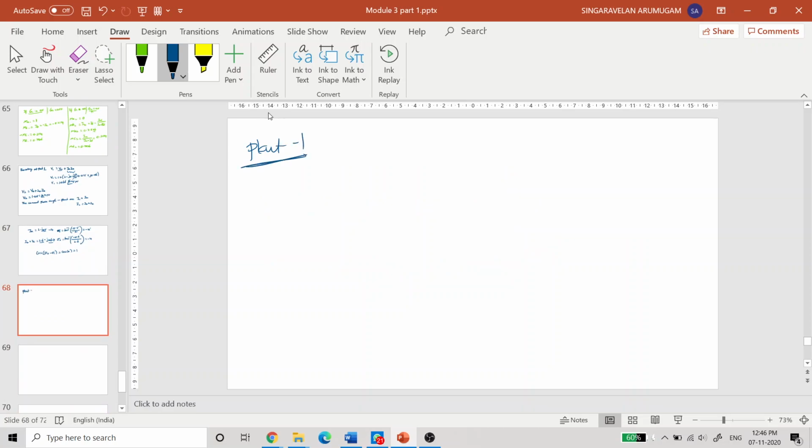So the power factor for plant 1 will be, angle of V1 is equal to 6.05.